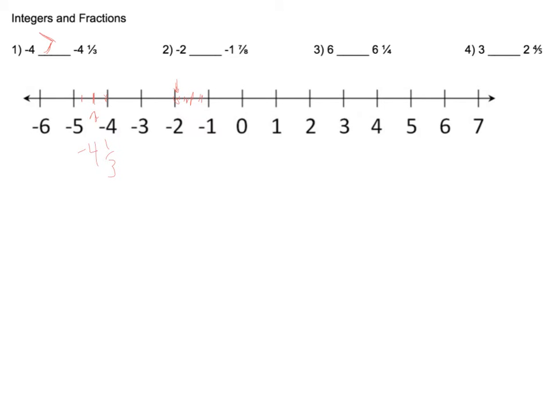So -1 7/8 is going to be not quite as low as -2. Meaning that -2 is a lower number than -1 7/8. So again, like we said, the alligator eats the larger number, so -2 is less than -1 7/8. All right, so I want you guys to now pause the video and try numbers 3 and 4 on your own.